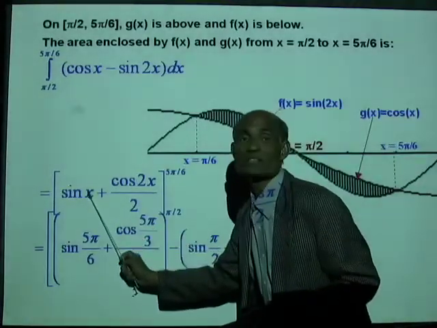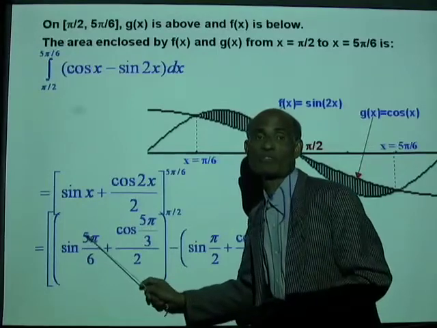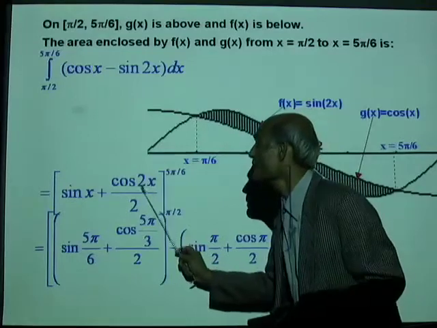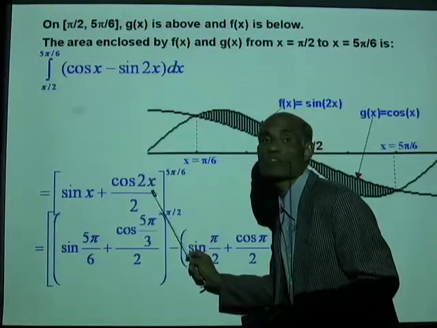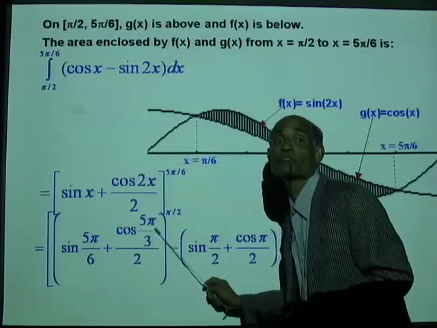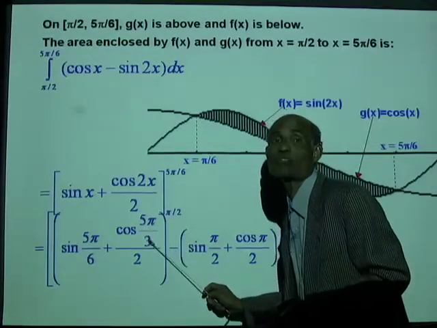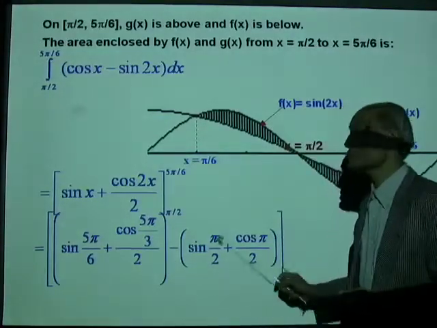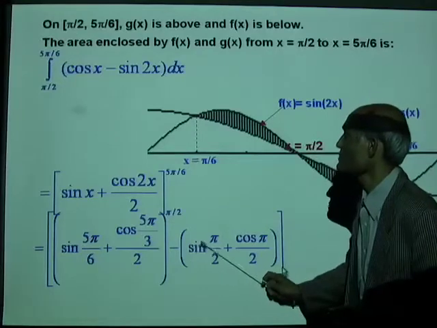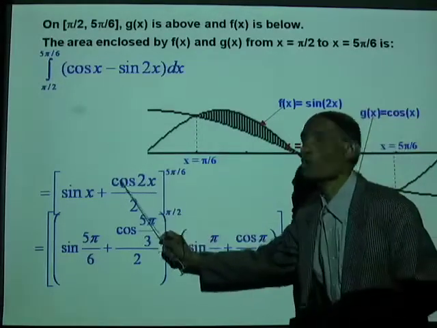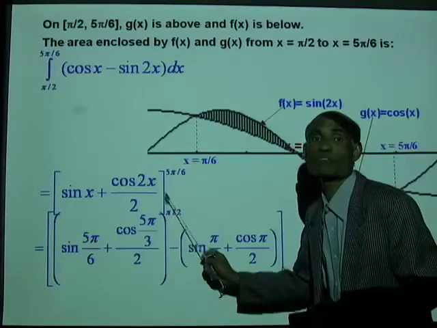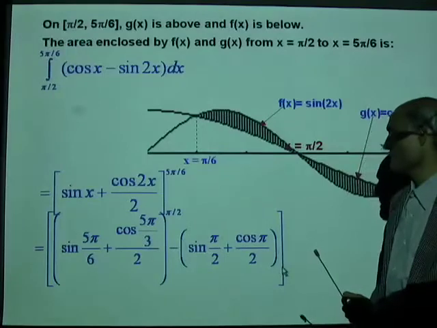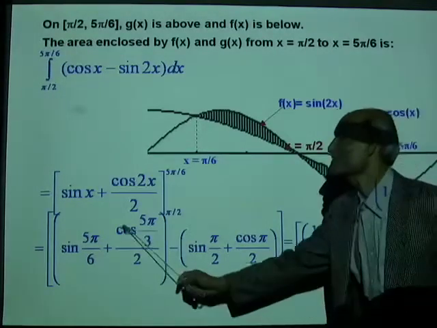Now, set x equal to 5 pi by 6. Sine of 5 pi by 6 plus cos of 2x. 2 times 5 pi by 6 is 5 pi by 3. Is that right? 5 pi by 6 times 2 is 5 pi by 3, divided by 2. Minus, replace x by pi by 2. Sine of pi by 2 plus cos of, when x equals pi by 2, 2 times pi by 2 is pi, cos pi divided by 2. And you know the values of this.